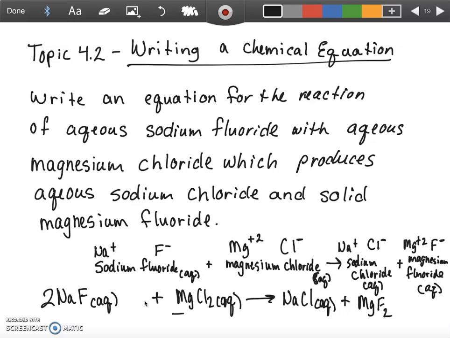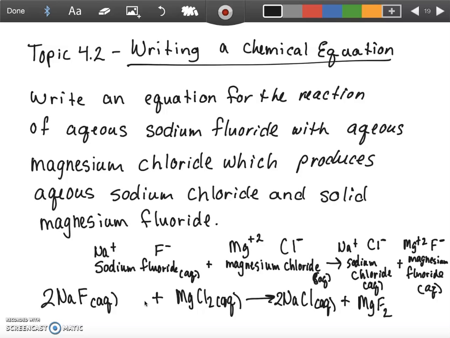Okay. The next one was magnesium. I have one magnesium here, and then one magnesium here, so those are good. The chlorines are not balanced. I have two chlorines here and one chlorine here, so I'm going to need to toss a 2 out in front right there.